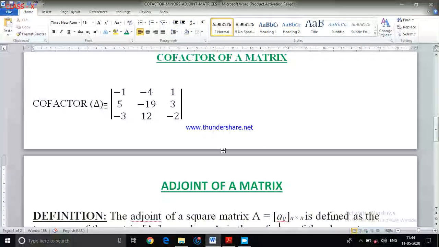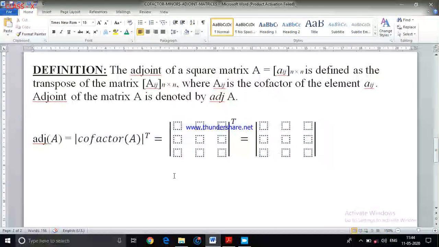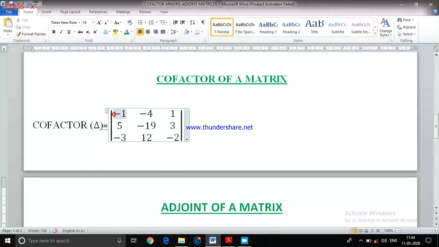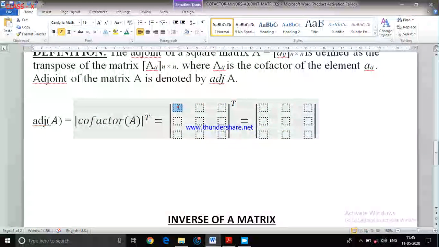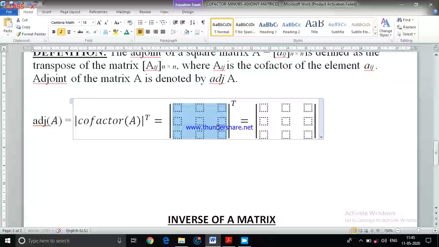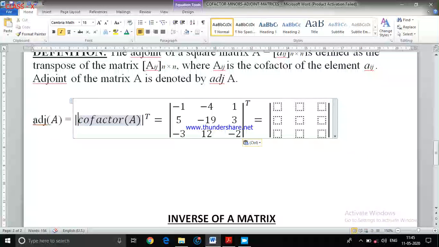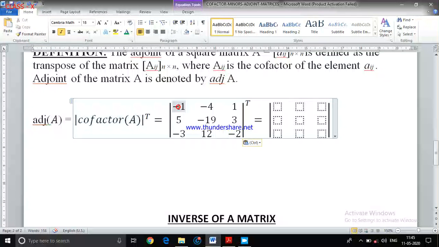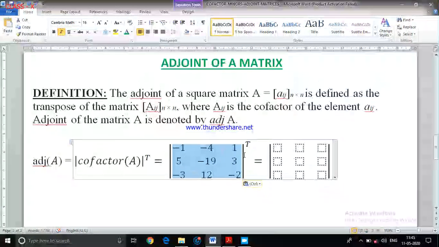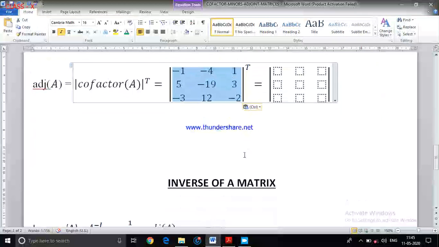So the first row here is minus 1, minus 4, 1. Let me copy the cofactor matrix here itself and keep the space for that. Yes, this is the cofactor. So here the adjoint of A is the same as the cofactor matrix of A and its transpose. We already know the cofactor matrix I got: minus 1, minus 4, 1; 5, minus 19, 3; minus 3, 12, minus 2.